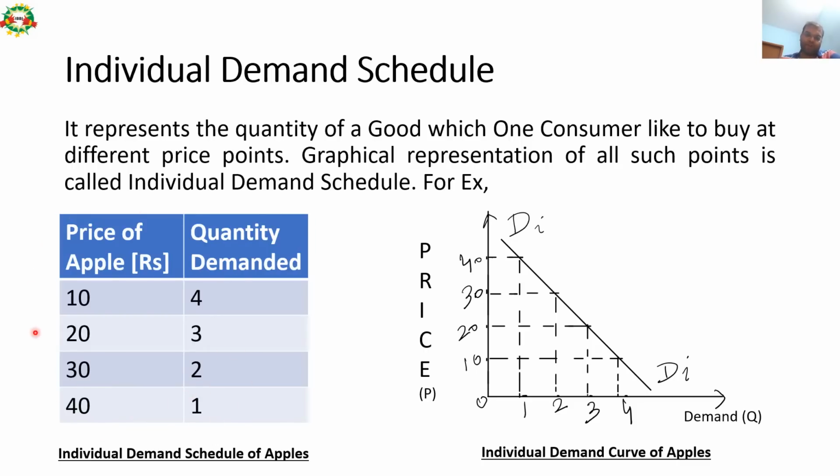This tabular presentation of price and demand combinations is called the individual demand schedule of apples. If we draw this table as a graph, that gives us the individual demand curve of apples. On the y-axis is the price of apples, and on the x-axis is the demand for apples. This is the first combination: at 10 rupees, 4 apples; at 20 rupees, 3 apples; at 30 rupees, 2 apples; and at 40 rupees, 1 apple. The line joining these 4 points, these 4 combinations, is called the individual demand curve.